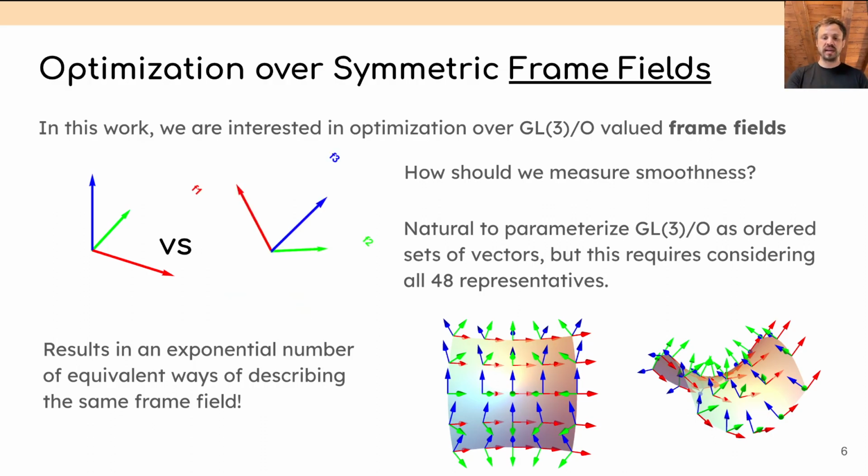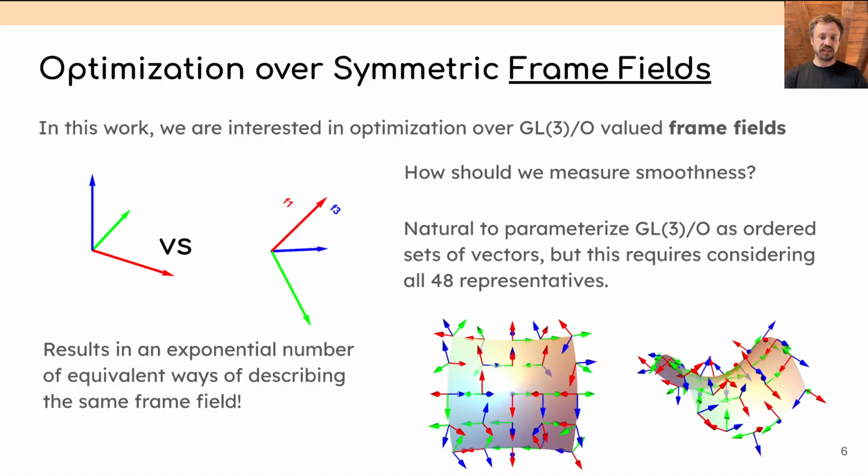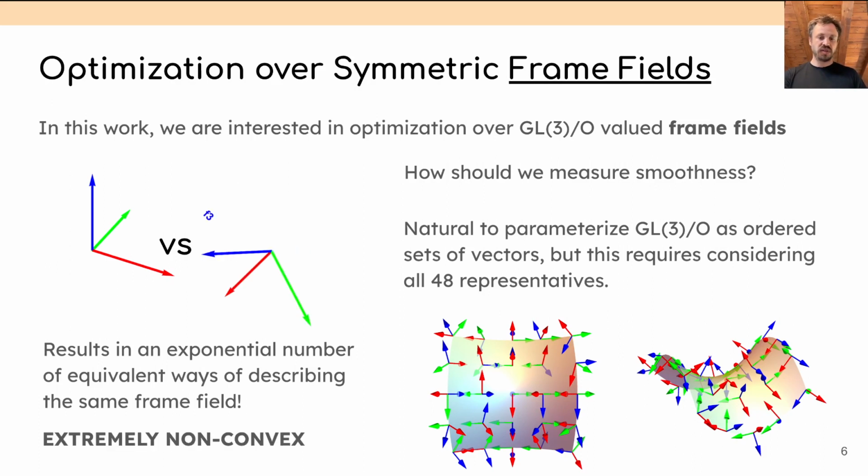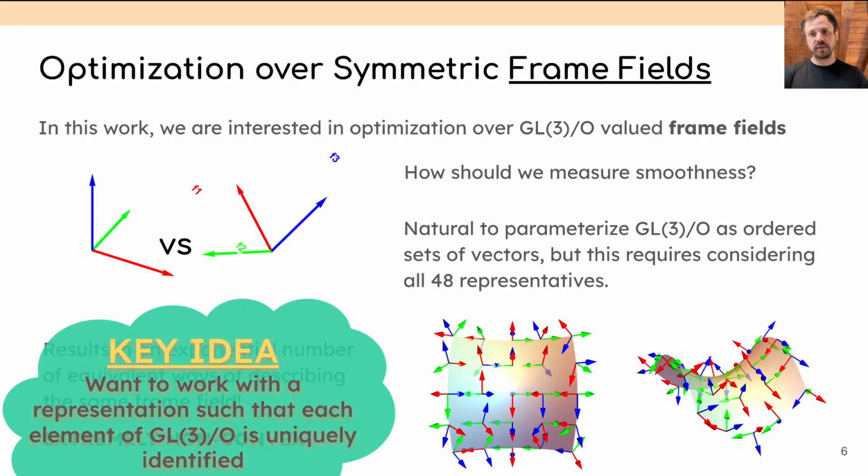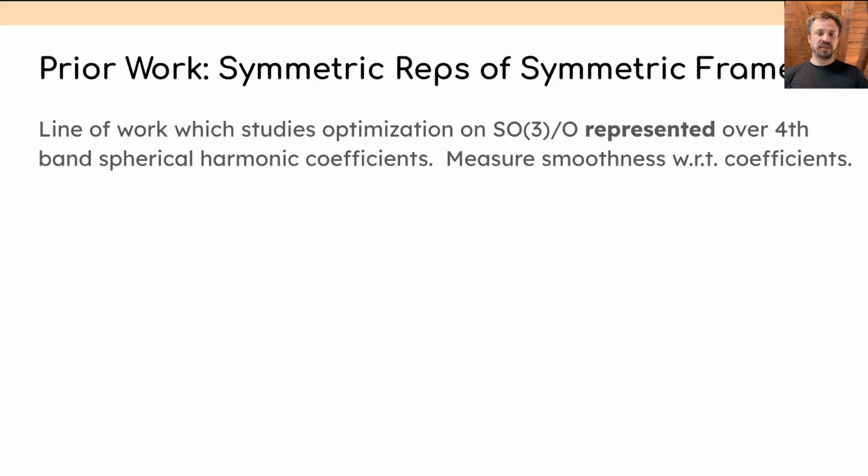For instance, consider this smooth GL3 mod O frame field on a hyperboloid. Here you can see that the underlying frame field is clearly varying smoothly, but it's equivalent to this frame field. And so this makes the energy landscape of this problem extremely non-convex. The thing that we would really want to be able to do is uniquely describe every single element of GL3 mod O instead of needing to look over all of these 48 synonyms every time we want to make a comparison. Okay, so how do we do this?